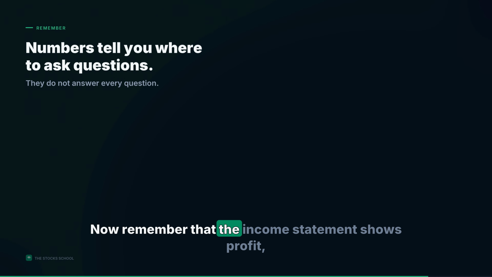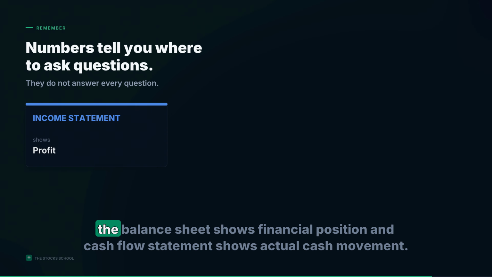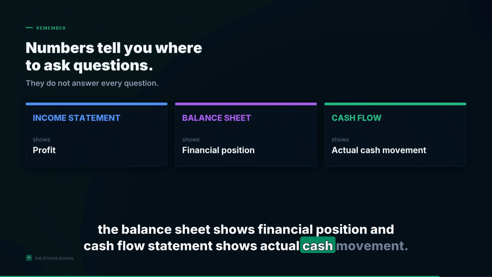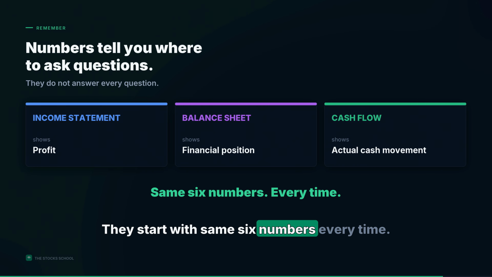Now remember that the income statement shows profit, the balance sheet shows financial position, and the cash flow statement shows actual cash movement. Start with the same 6 numbers every time.